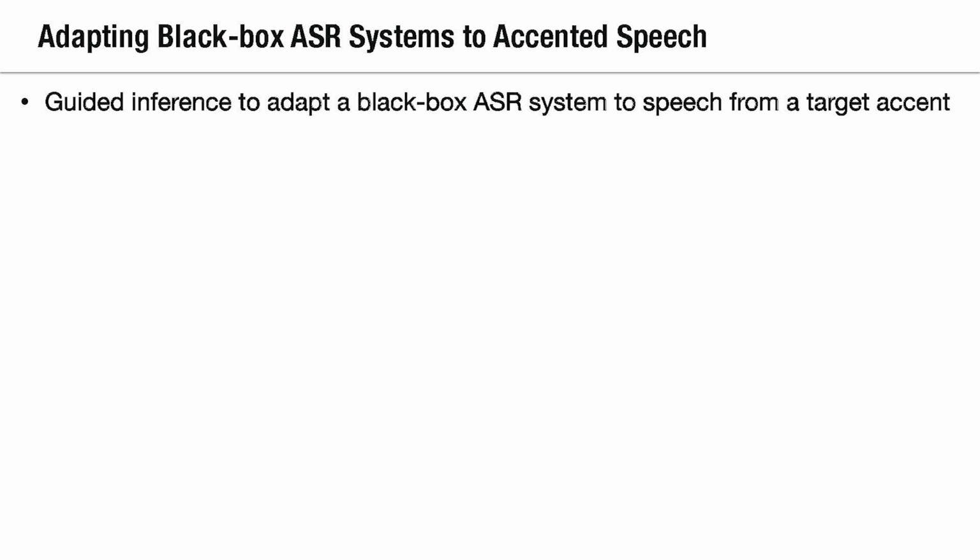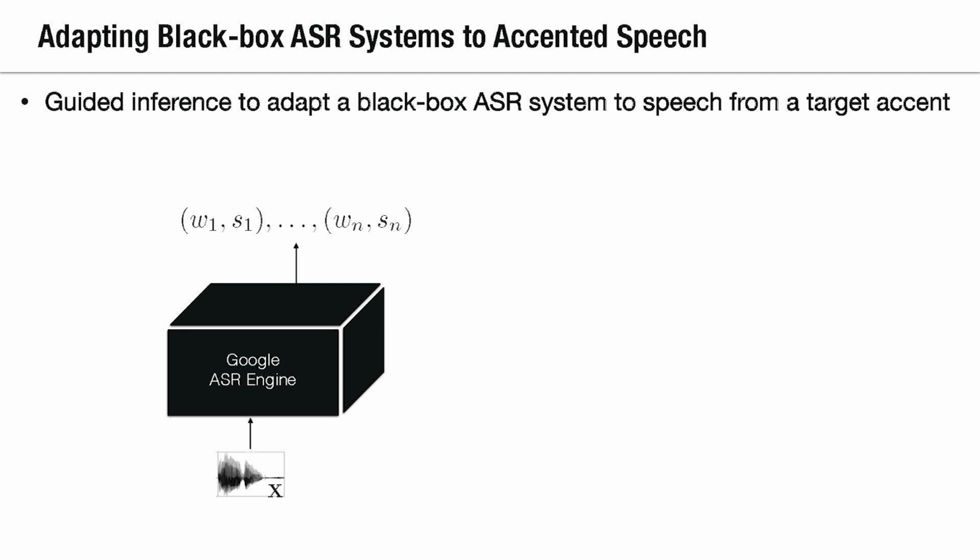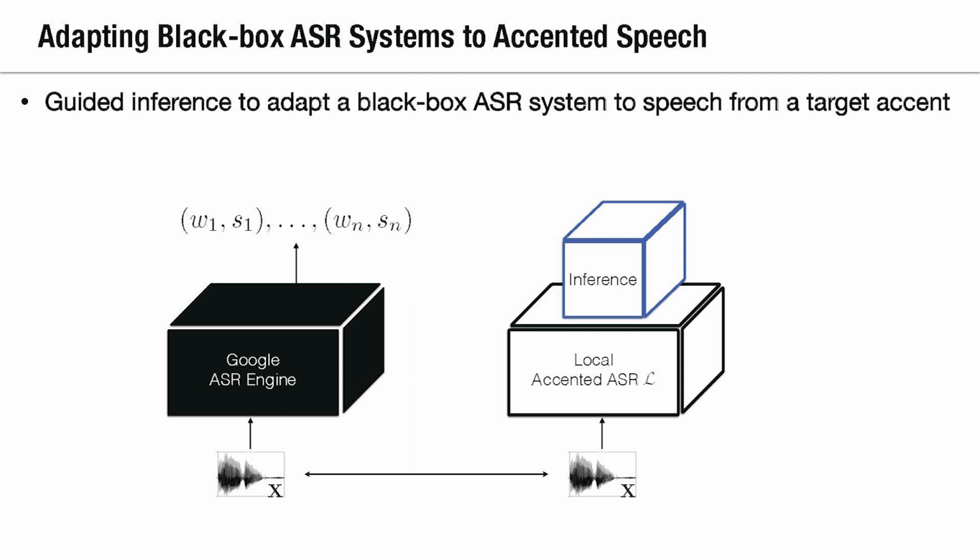So what we thought of is, can we build a kind of guided inference on top of this local ASR so as to adapt this black box ASR system to speech coming from some target accent that I am interested in? This is the problem we were interested in. Just to illustrate, say I have the Google ASR engine which gives me a transcription with maybe some confidence scores, but I don't know anything else about the internals of the model. And then I have my white box local ASR model over which I have full control. The goal here is, can I use this service transcription to guide the inference from my local ASR model? This is joint work by my student Karthik, Abhijit, who's in the audience, and my colleague Sunita Sarawagi.